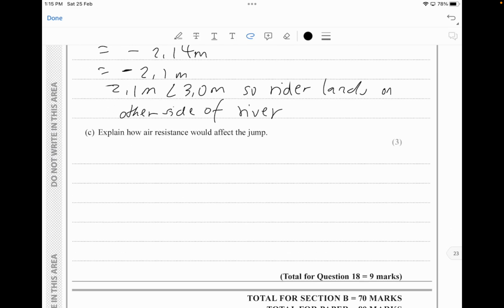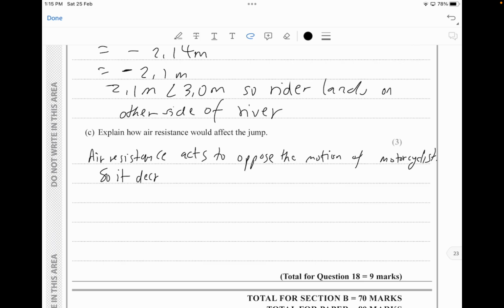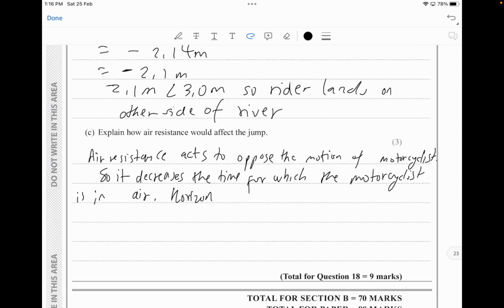Explain how air resistance would affect the jump. Since this is for 3 marks, we have to say that air resistance acts to oppose the motion of the motorcyclist, so indirectly it decreases the time for which the motorcyclist is in the air, and you can mention that the horizontal distance traveled is reduced.